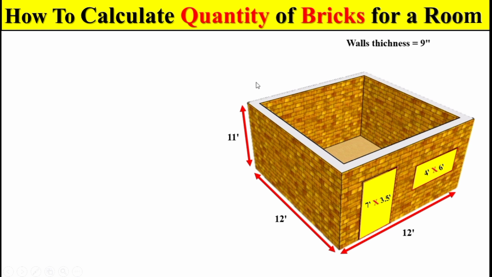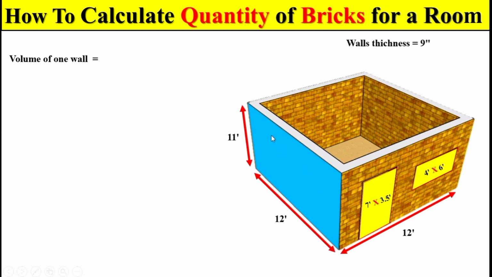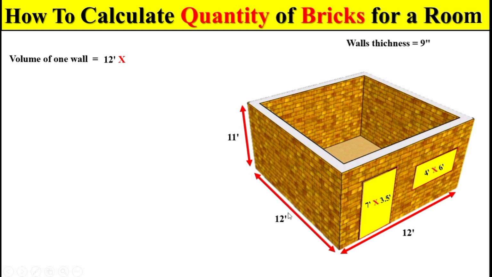Now dear students, if you want to calculate the total quantity of brick in this room, first of all we calculate the total volume of this one wall. So dear students, we multiply the total length of this wall with the total height of this wall, and then we multiply by the total thickness of this wall, which is 9 inches, so we divide 9 inches by 12 to convert into feet, because the other two units are also in feet. So we get the total volume of this one wall as 99 cubic feet.